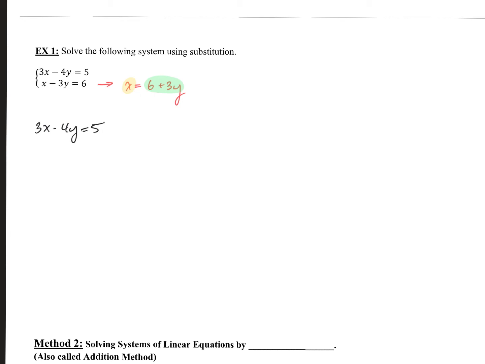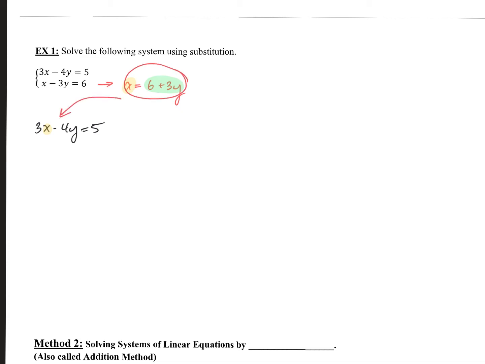Is there an x in this equation? The answer is yes, right there. In order to solve, we want one variable in an equation, and right now we have two. We have an x and we have a y. We don't want those two, we only want one. So to solve that problem, we're going to go ahead and substitute this equation right here in.